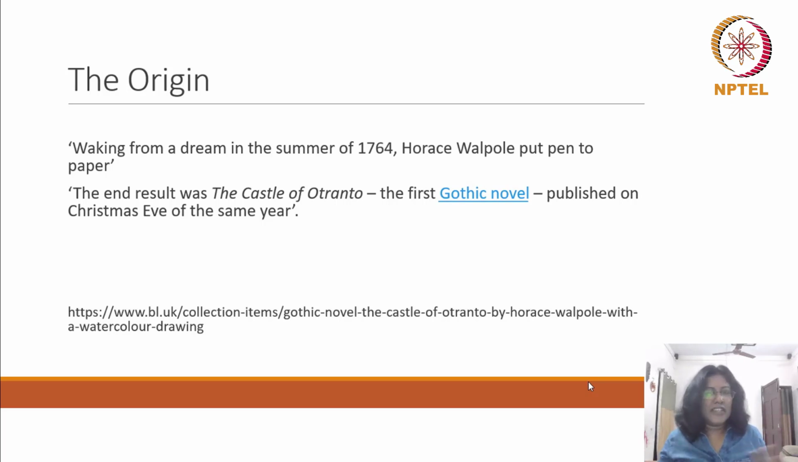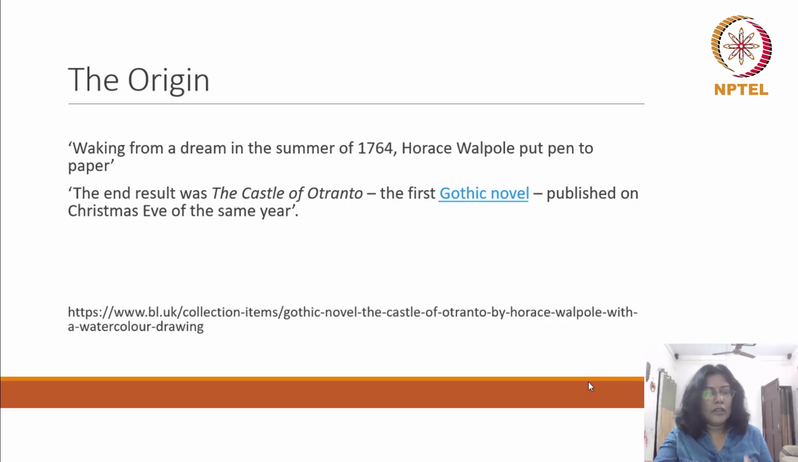Later, we come to know that the novel was written by Horace Walpole, and this novel was published, as we saw on the title page, in 1764. How did the novel come about? So what was the inspiration for Walpole? It is mentioned that he woke up from a dream one fine day in the summer of 1764, and immediately he started to write. He began to put pen to paper, and he wrote feverishly at a stretch, and the result was The Castle of Otranto, the first Gothic novel, and it was published on the eve of Christmas in the same year.